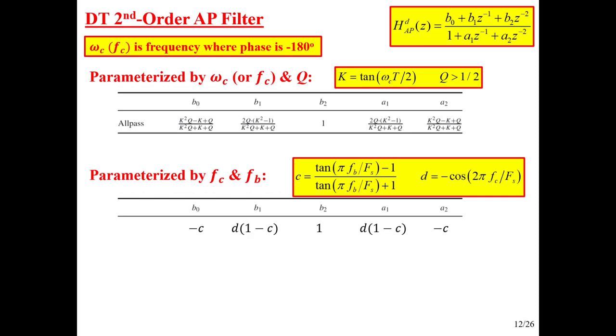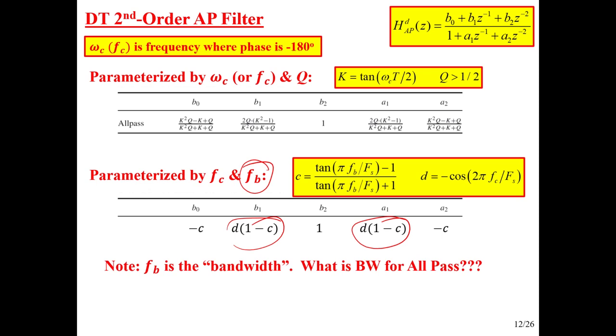But if we parameterize not by Q, but by FB, which is a bandwidth, we'll see in just a second how we define that. Now we get, it's still not completely decoupled because we do have a few coefficients here where D and C interact, but it's still much nicer and simpler for parameterizing this.